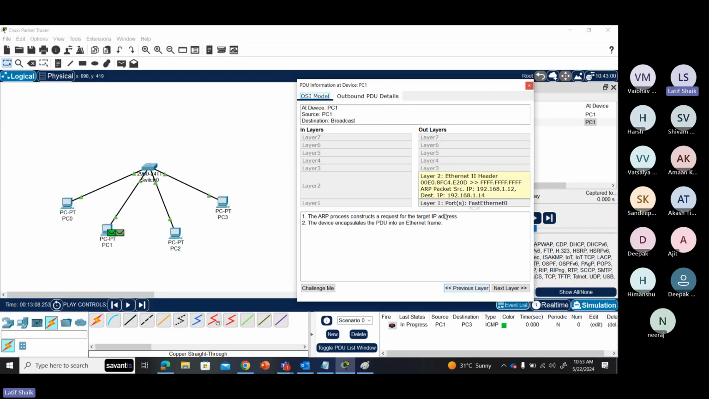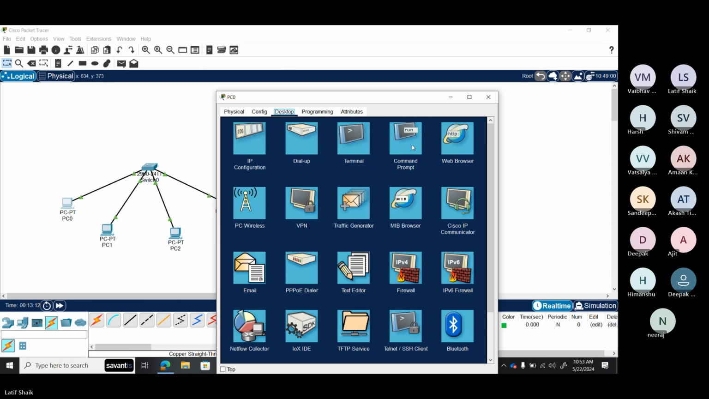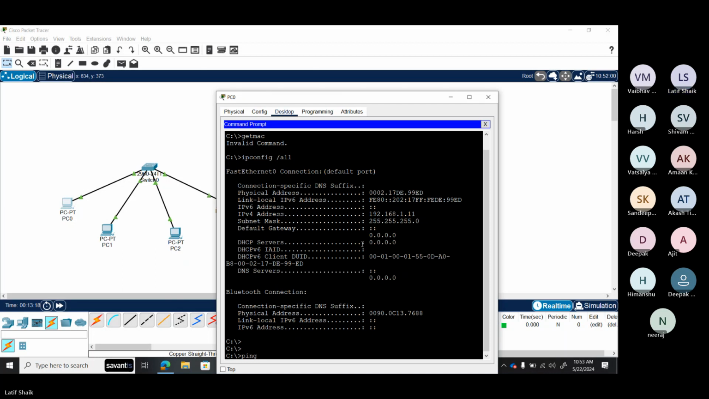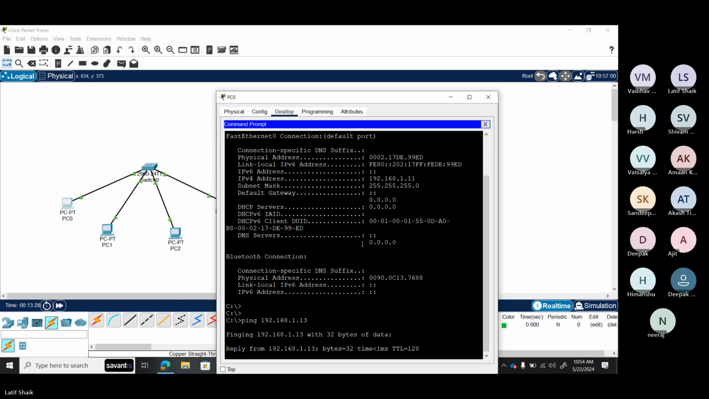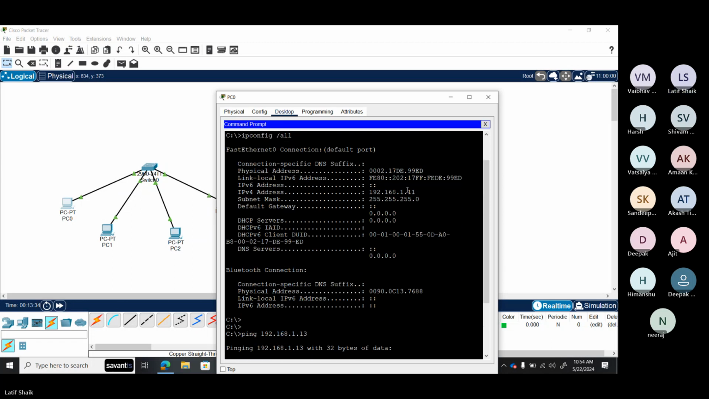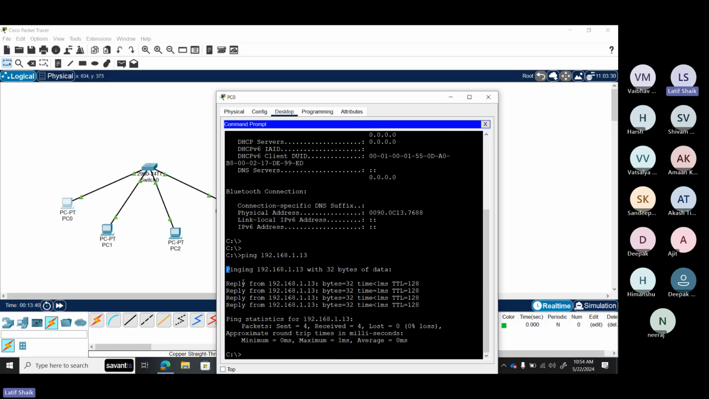So I will show you that also. For example, oh, we are in simulation mode. We can cancel the simulation mode and go to real time. See, here it is. This is my first PC, and I'm trying to communicate. Ping 192.168. Mine is 11, so I'm going to communicate to 1.13. You mentioned a destination. So you are able to ping. Of course, that is a good thing. But did you mention the destination MAC address here?